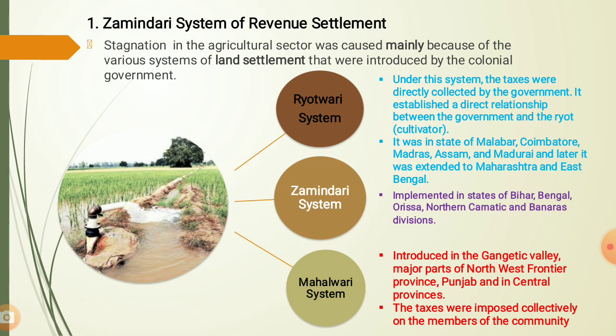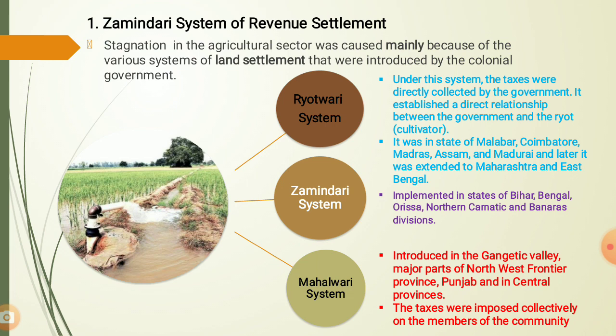The Mahalwari system was introduced in the Gangetic Valley, which includes major parts of the North-Western Frontier Province, Punjab, and the central provinces. Since Mahal indicates the group, the government imposed taxes collectively on the members of the community. If there are 10 members in the community in a particular region, the taxes were not imposed individually but on a collective basis. Now, among these three land revenue settlement systems, the zamindari system was the main cause of stagnation in the agriculture sector during the colonial rule.